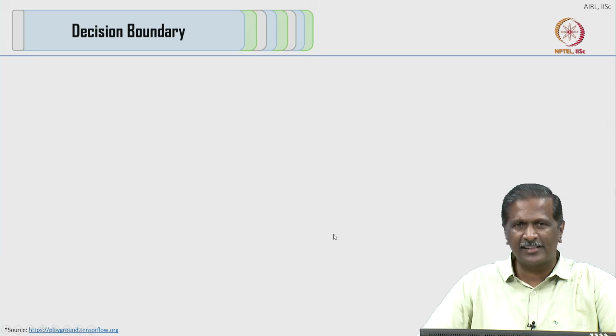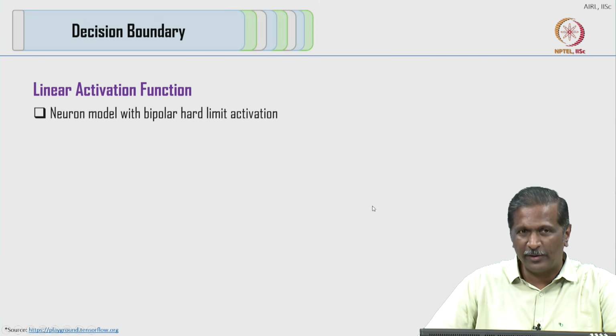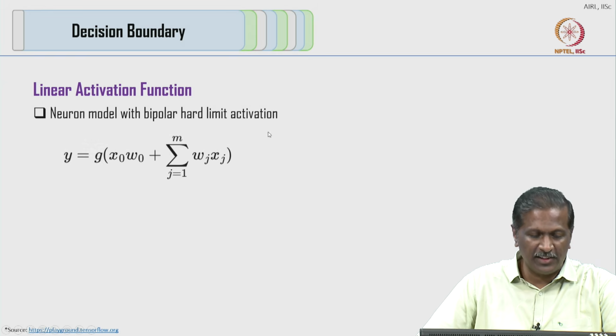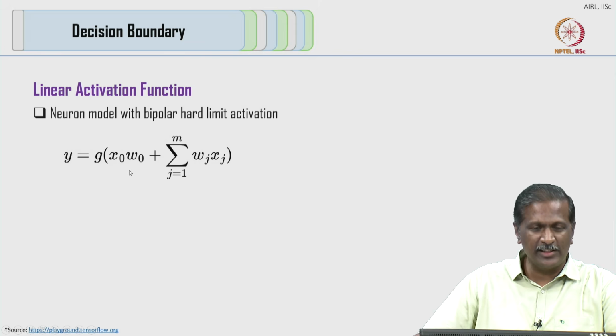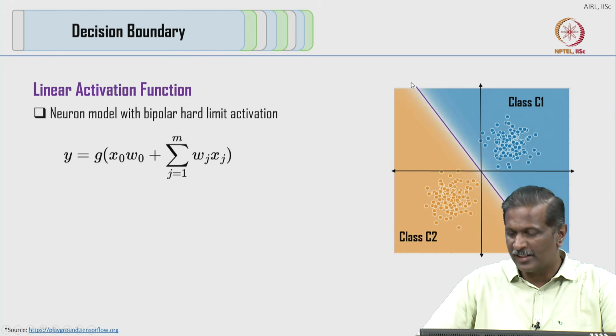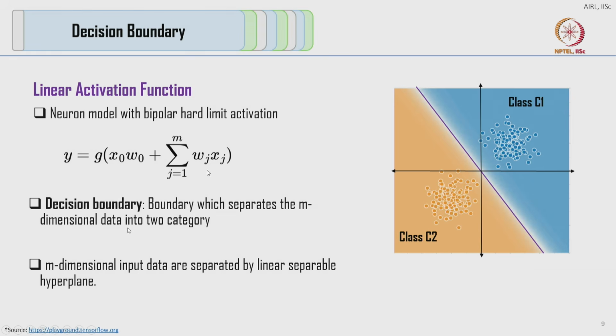Now, let us understand this decision boundary in detail. Let us assume a linear activation function, okay. Neuron model with bipolar hard limiting activation, right. g is equal to W naught x naught plus summation j is equal to 1 to m of wj xj, and this is my data. I am talking about the activation function separating these two classes of data, right. This is my decision boundary, the boundary which separates m-dimensional data into two categories. I am just representing it for this particular problem, right.